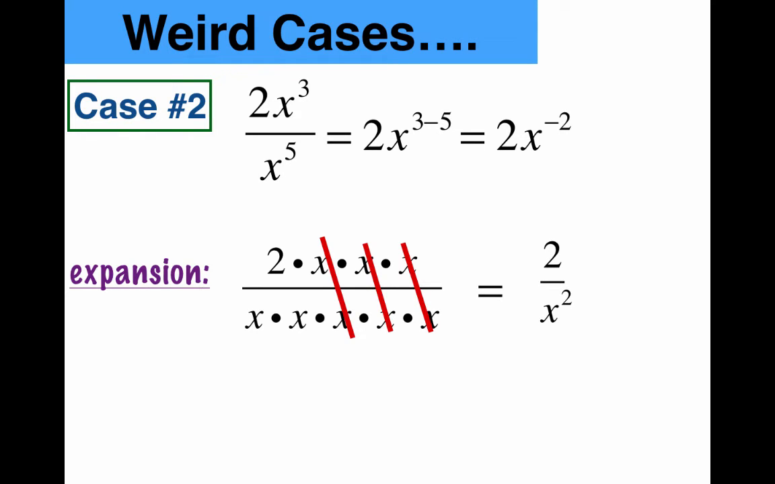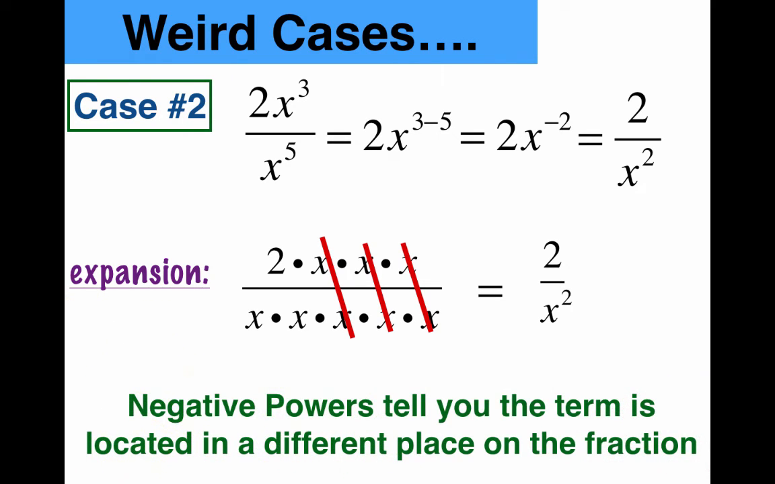So what do you think that negative power means? That negative power means it's supposed to be in the bottom of the fraction, that it's in the wrong location. 2 over x squared is really what it's equal to. So negative powers tell you the term is located in a different place on the fraction. It's an indicator. If you have x to the negative 2, you're like, oh, it's supposed to be on the bottom of the fraction, x squared. That's what it actually means.